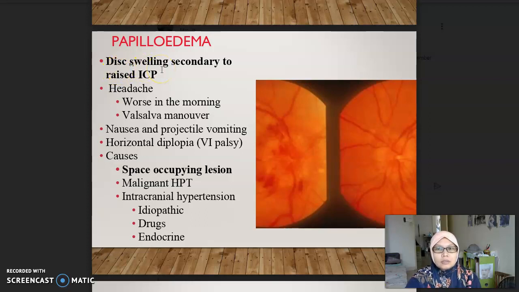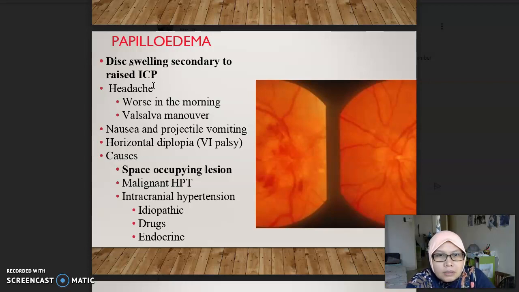Okay, how does a patient present to you? The patient can have headache, and the headache is worse in the morning. When the patient bends over, the headache is worse. And if the patient has vomiting, it is described as projectile vomiting. The patient can even have diplopia, sixth nerve palsy.